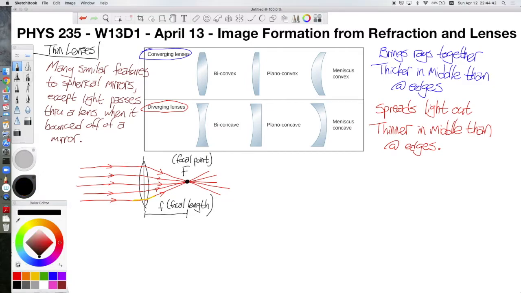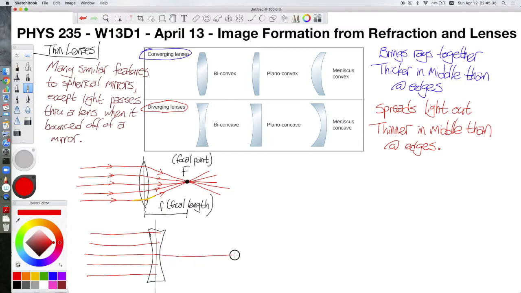Then for diverging lenses, something similar to before happens. And again, I'm just going to pretend that the light only bends when it reaches this center line here. So the light will come into the lens as normal, and we're drawing this with parallel light coming in because it's easiest to demonstrate what the focal point is with parallel light rays. And this time, the light rays will spread out because that's what a diverging lens does. It spreads the light out from however close together it was before.